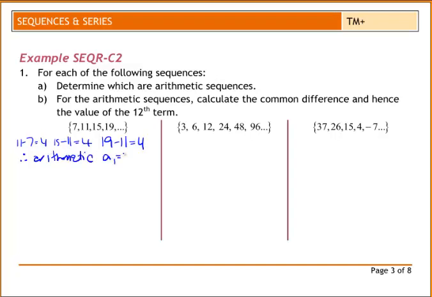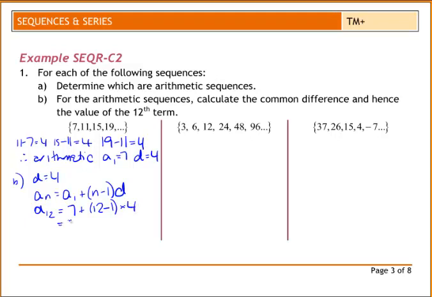And I'd normally go a1 is 7 and d is 4. But in part B it says for the arithmetic sequences calculate the common difference. Well, we've already done that, so d is 4, and the value of the 12th term, where our general term is a1 plus (n minus 1)d. So our 12th term is going to be a1, which is 7, plus (12 minus 1) times 4. So that's 7 plus 11 times 4, and that becomes 51. So therefore a12 equals 51.